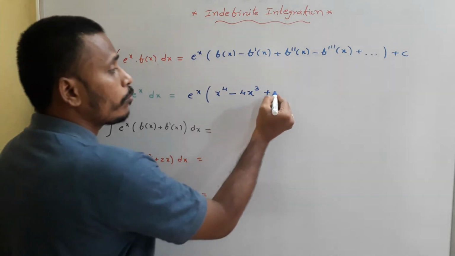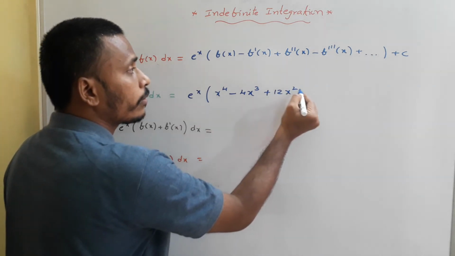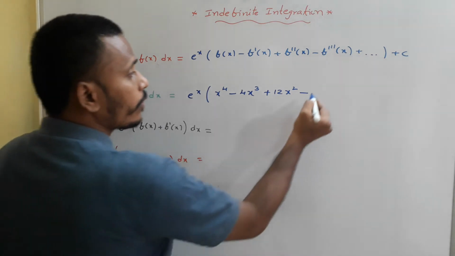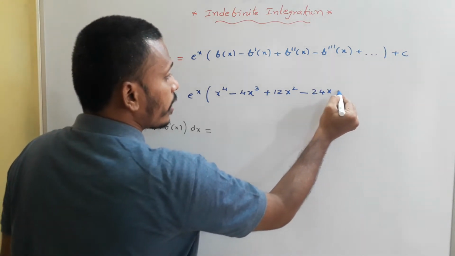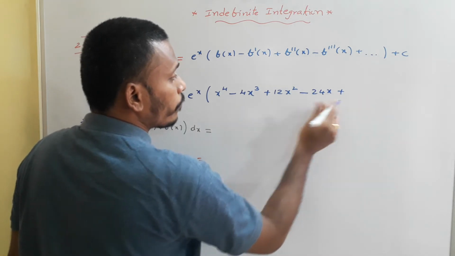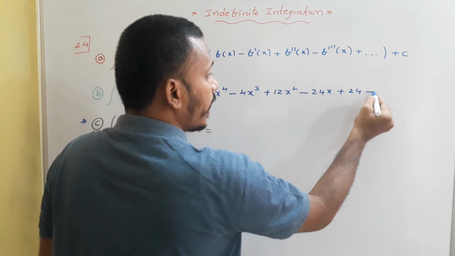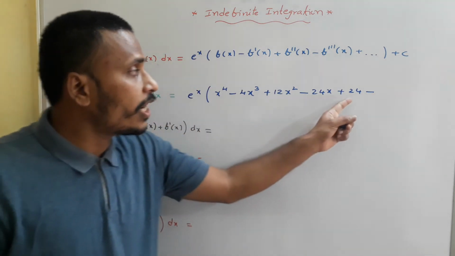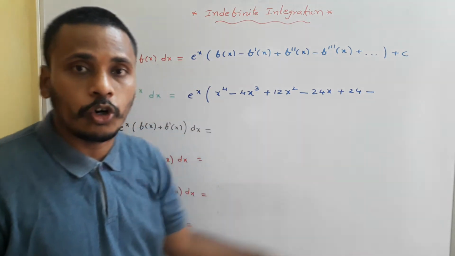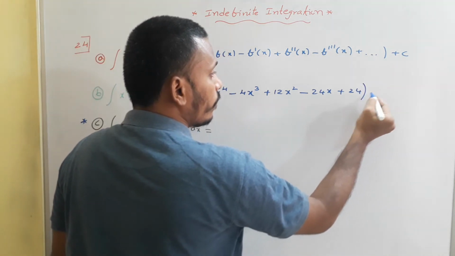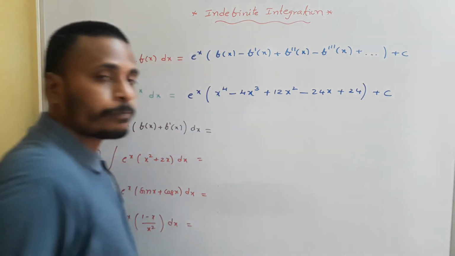So for 4x cube its derivative is 12x square minus again apply derivative of this 12x square which is 24x plus its derivative. What is the derivative of 24x? 24 minus its derivative, and derivative of a constant 24 is 0. So from there everything is 0. So no need to mention, there ends, plus c.